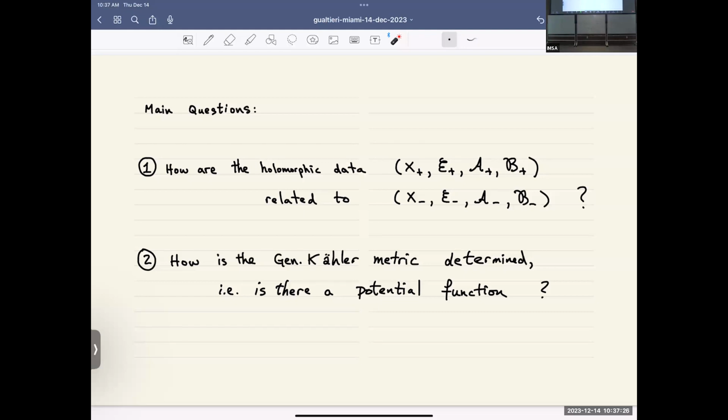Okay, so those are the main questions. So the rest of the talk is just trying to explain what our resolution to this is.